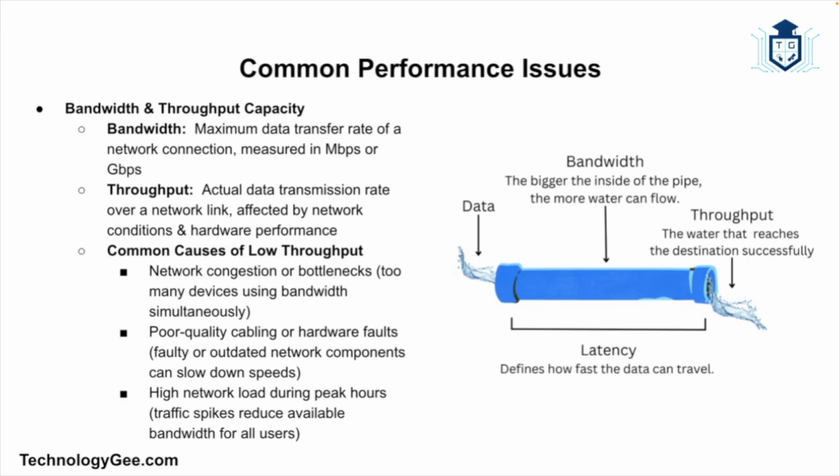So bandwidth, this is the maximum data transfer rate of a network connection, and throughput, this is the actual data transmission rate over a network link. And the common causes of low throughput are as follows. So you have network congestion or bottlenecks, poor quality cabling or hardware faults, or high network load during peak hours.